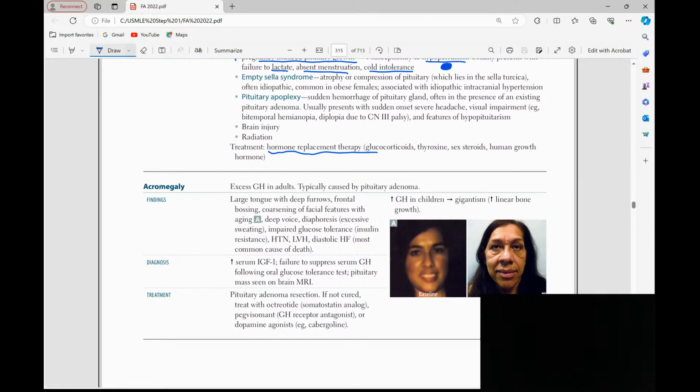And acromegaly is excess growth hormone, usually from an adenoma. If it is in children, there is linear growth. I had said earlier also, due to absence of epiphyseal fusion, they grow in length and become very tall: gigantism. But in adults, there will be a large tongue with frontal bossing. We can see the frontal bone coming outside. The facial features are getting very coarse, hard. Also deep voice, excessive sweating, impaired glucose tolerance, hypertension, LVH, diabetes.